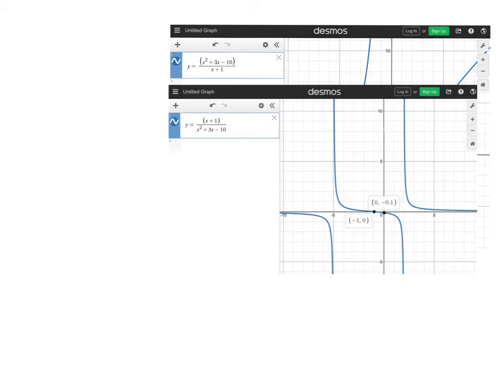The first one that we're going to look at has the x squared in the numerator. The second one has x squared plus 3x minus 10 in the denominator. And notice the x plus 1 is also flipped positions.